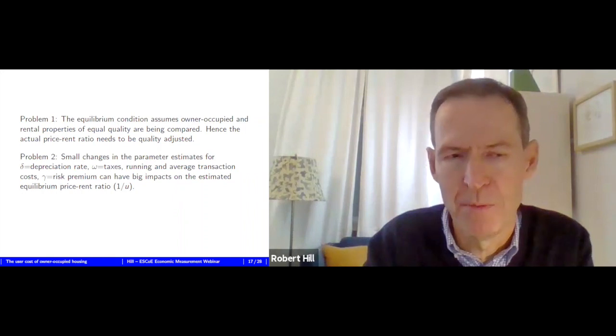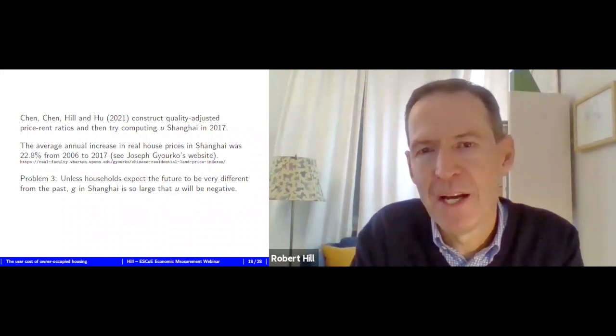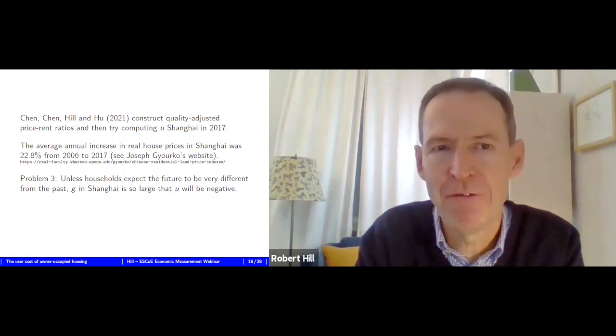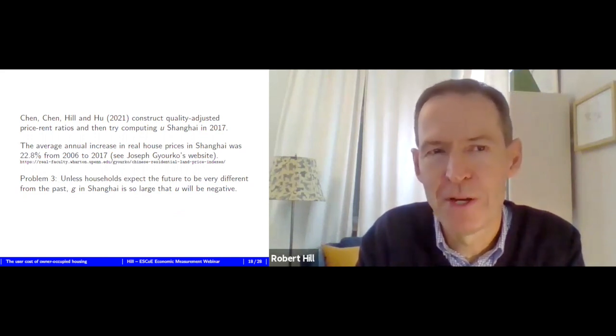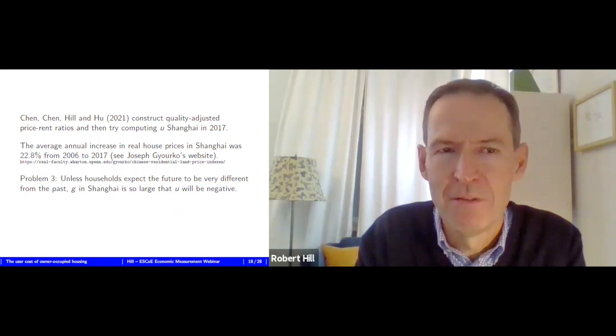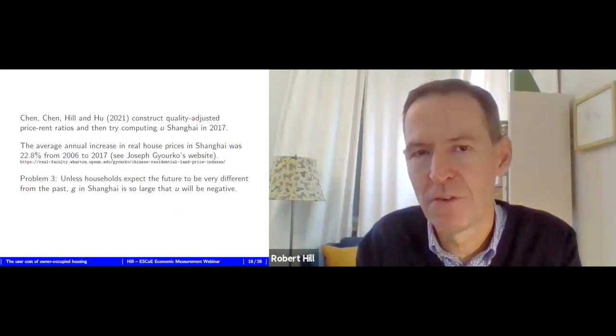So that's a second problem with this method. And in fact, it gets even worse, as we'll see in a moment. We tried doing this on Shanghai data just for the year 2017. If you look at what was happening to house prices in the years leading up to 2017 in Shanghai, average real house prices rose by 22.8% per year from 2006 to 2017, according to data on Joseph Gurko's website.